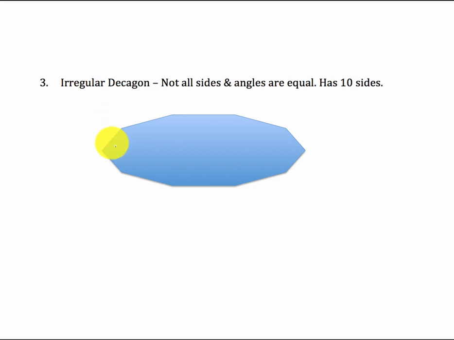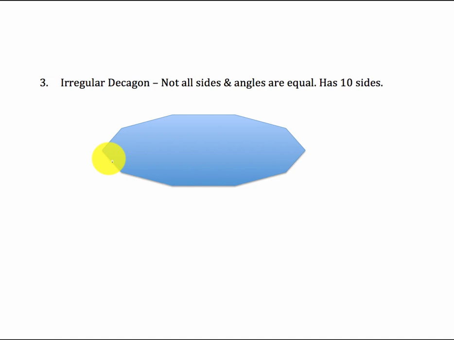So the first thing I would do is I would check all the sides. Okay, yeah, they're all straight sides. It's all connected, so it's a closed shape. So I know it's a polygon. And then I'll count the number of sides. So I've got 1, 2, 3, 4, 5, 6, 7, 8, 9, 10 sides. So I know that it's a decagon.